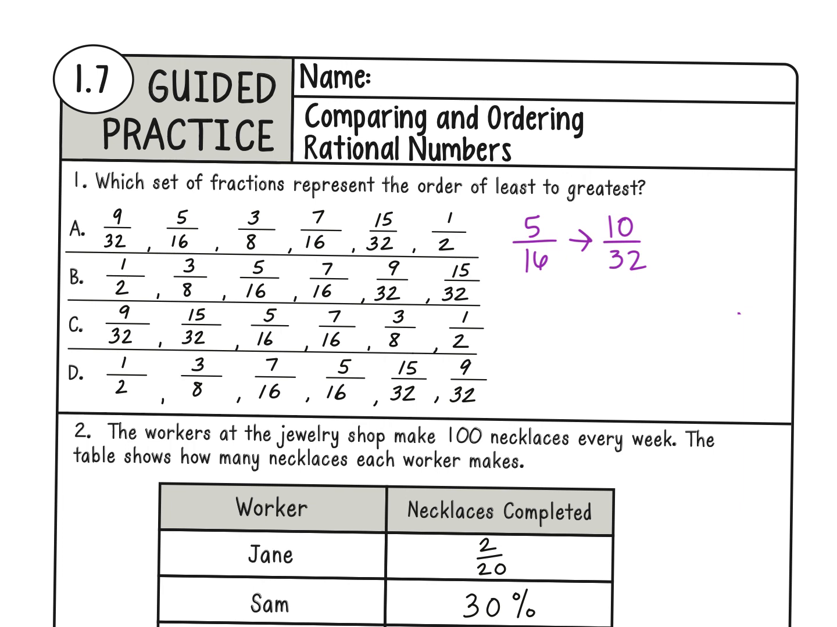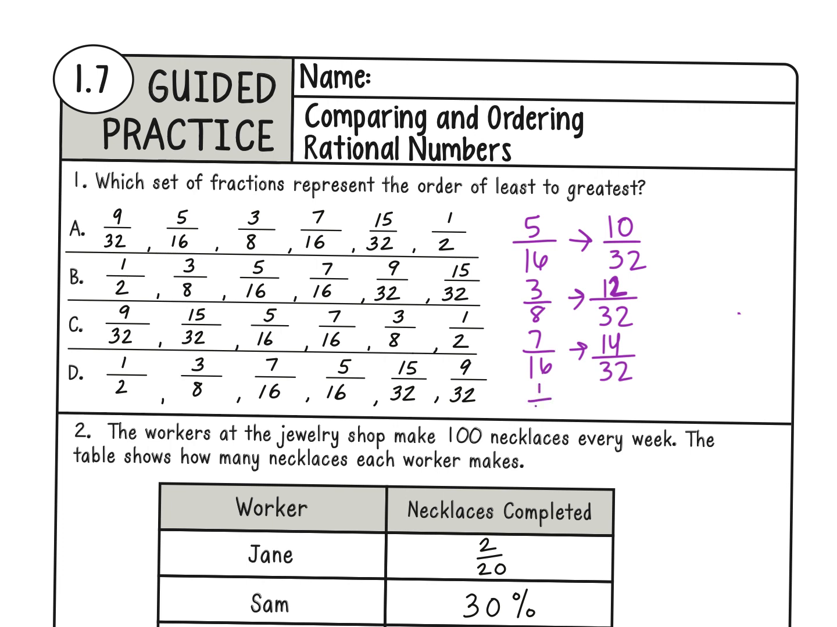It's an equivalent fraction. Okay, I'm going to do the same thing for 3/8. I'm going to change it to make it out of 32 also. So 8 times what is 32? 4. So 3 times 4 means it would be 12 out of 32. 7/16 would change to 14, because I doubled it again. So 16 times 2 gave me 32. 7 times 2 is 14.